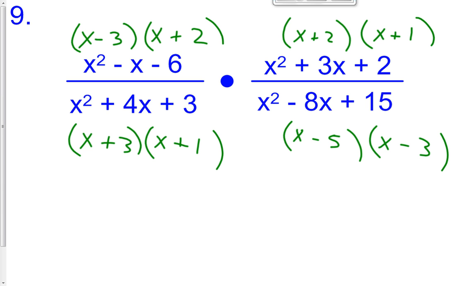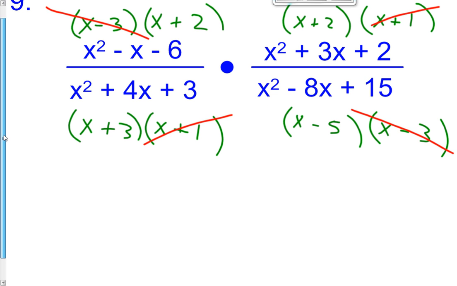Once you have them all successfully factored, now you can reduce factors that are the exact same. So x minus 3, hiya! x minus 3, hiya! You're done. Now we have x plus 1 can cancel with this x plus 1. Those are gone. And that's all the more factoring that we can do. That was fun though, wasn't it? That was a great time.